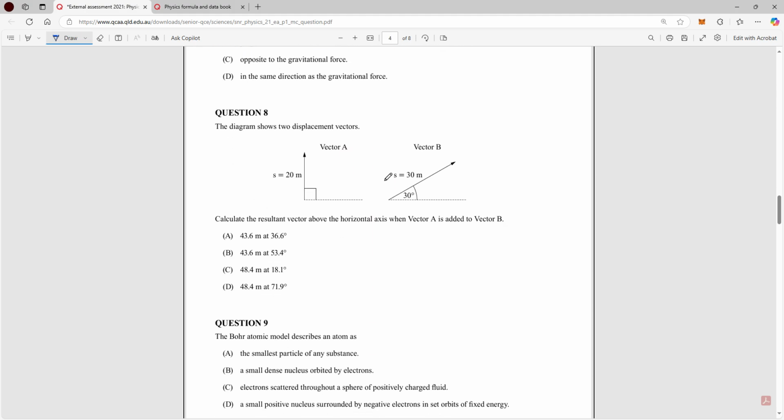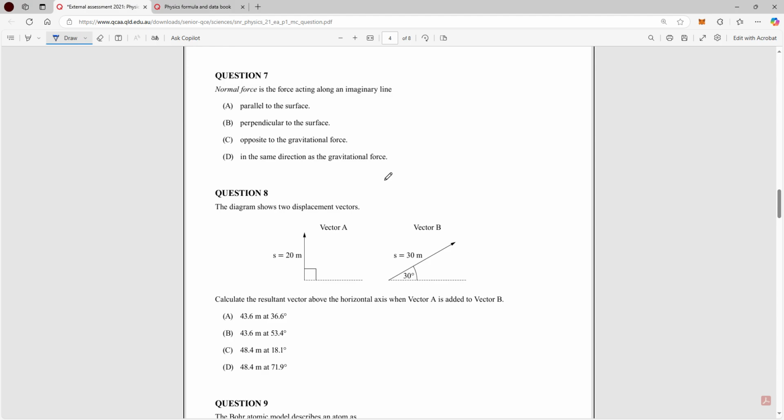Okay. Alright, question 7, sorry. Normal force is the force acting along an imaginary line, and then we've got all these descriptions. So a normal force is pretty much what is happening perpendicular to a surface. So if we think of an inclined plane, the normal force is perpendicular to this surface. If it's on the ground like this, then it's perpendicular, okay? So the correct answer is perpendicular to the surface, okay?